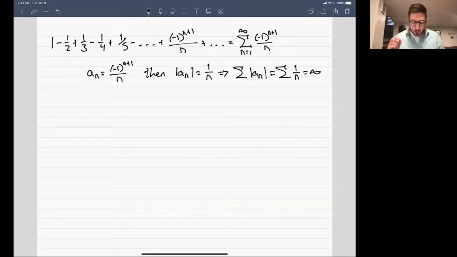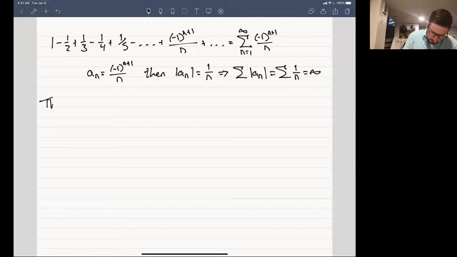Now, what I want to give you is a new tool that we can use to test for convergence, and it is called the alternating series test. So we have another test for convergence. Particularly, this is going to be useful for series that are not absolutely convergent. So let me give you the theorem and we can talk about it. So this is the alternating series test.